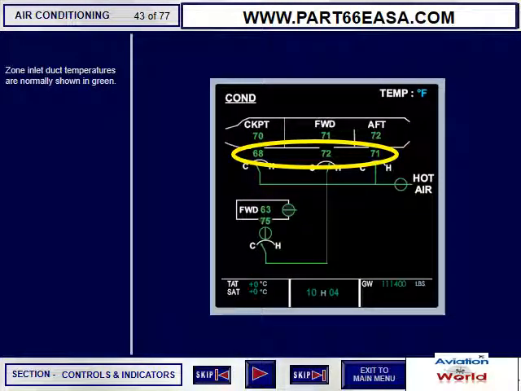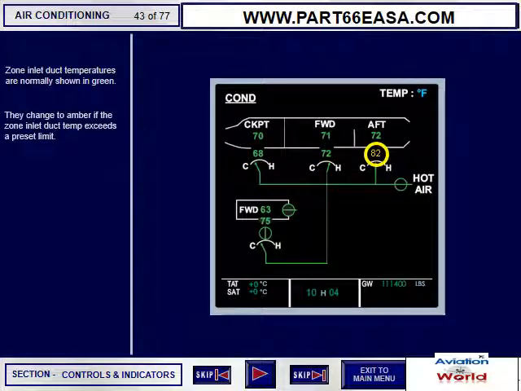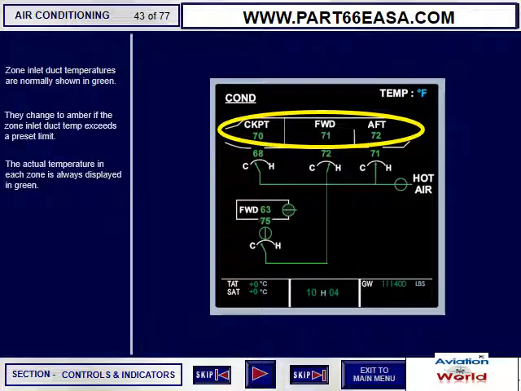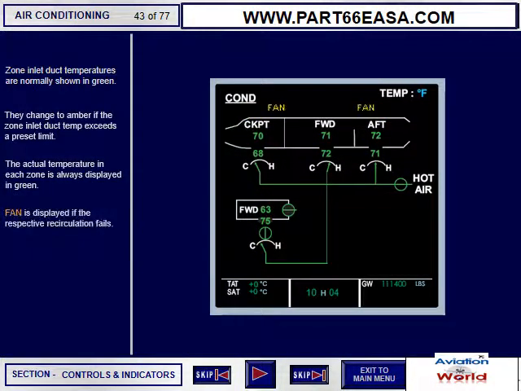Zone inlet duct temperatures are normally shown in green. They change to amber if the zone inlet duct temp exceeds a preset limit. The actual temperature in each zone is always displayed in green. Fan is displayed if the respective recirculation fan fails.